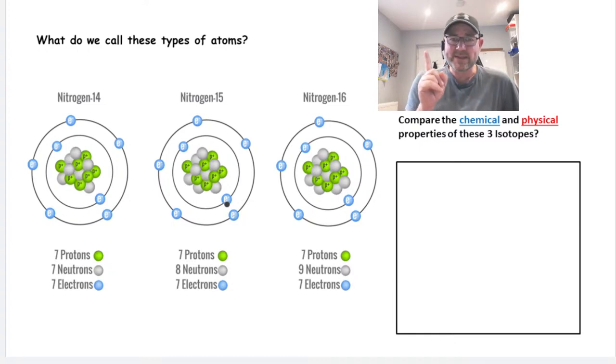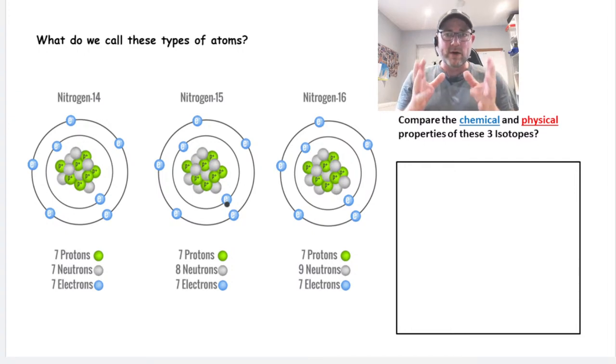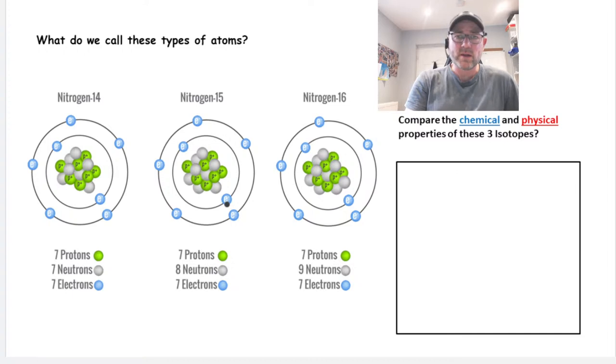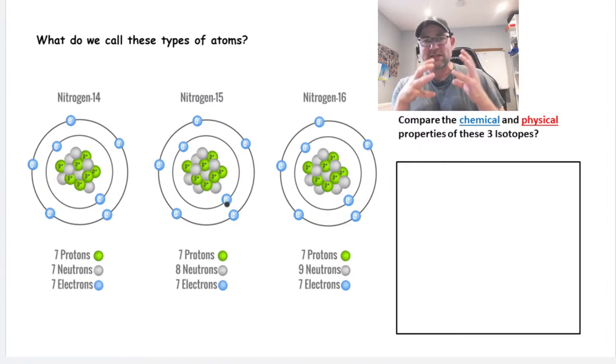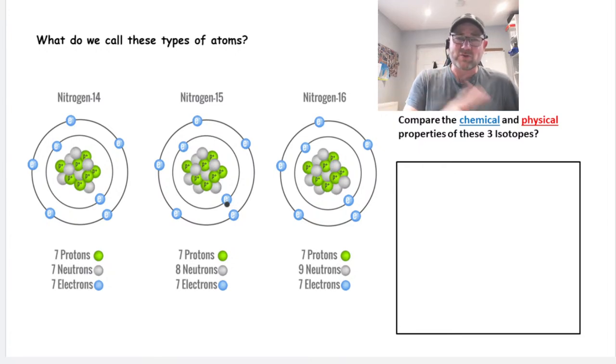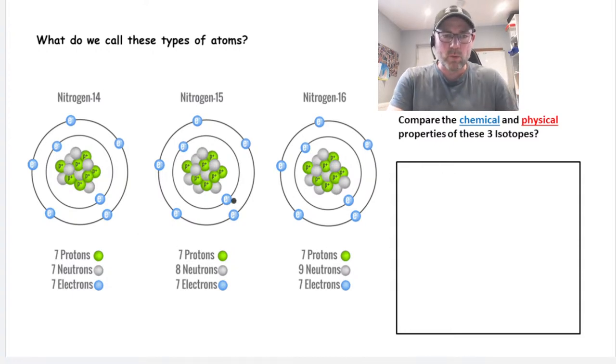Why do nitrogen 14, 15, and 16 all react in the same way? What decides the reactivity of an atom or an element? Yeah, same electrons in the outer shell. Nice. Some people call them valence electrons, the electrons in the outer shell. Now, physically, there may be a difference because the mass is different, which means those weak intermolecular forces we talked about at GCSE, you're going to learn a lot more about at A level later on in the bonding topic. Essentially, the larger molecules get, the higher the boiling point. So we might expect a nitrogen molecule made of two nitrogen 16s to have a slightly higher boiling point than a nitrogen molecule made of two nitrogen 14s. So it will affect their physical properties.